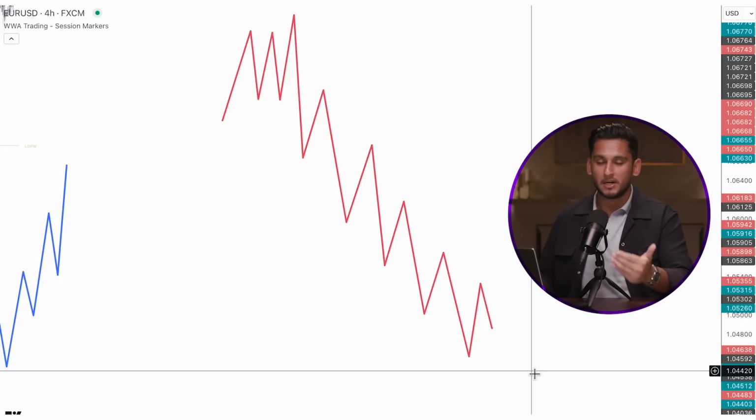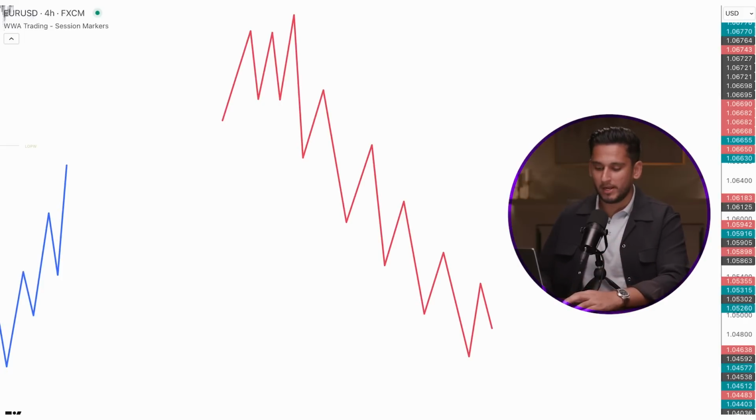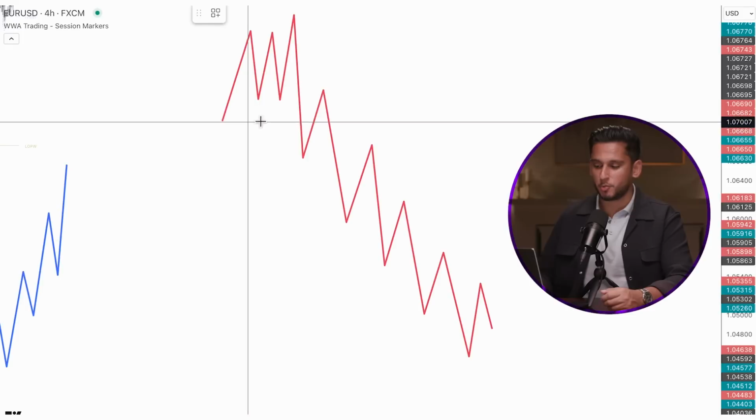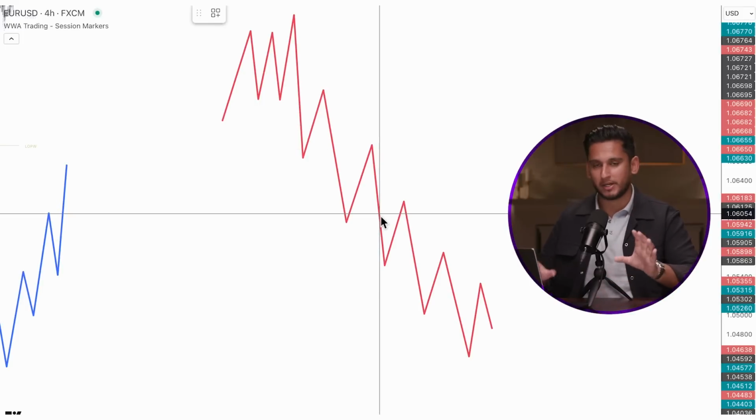So now imagine we have price action looking something like this, where let's say 1 month ago we had this bullish trend forming, and then this week we have this bearish trend. So I'm just drawing out an example.